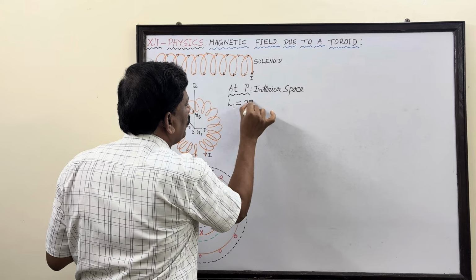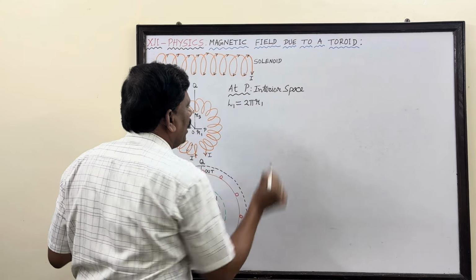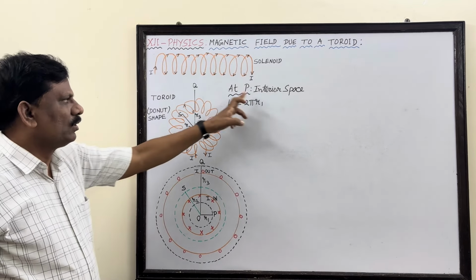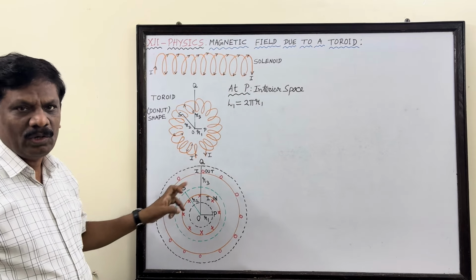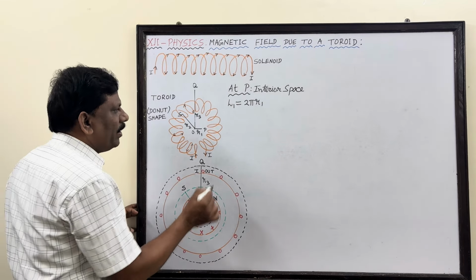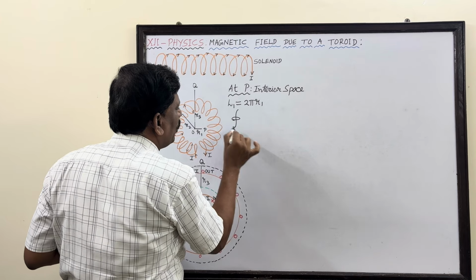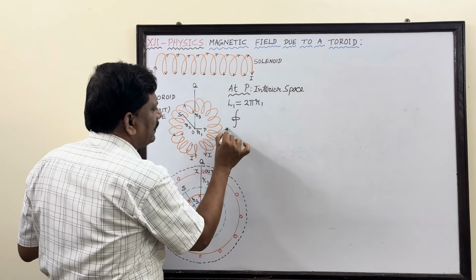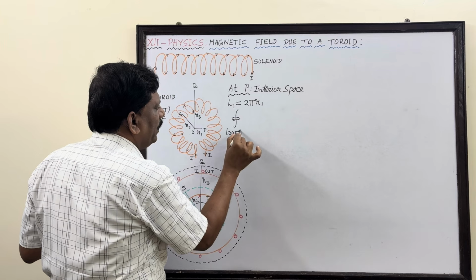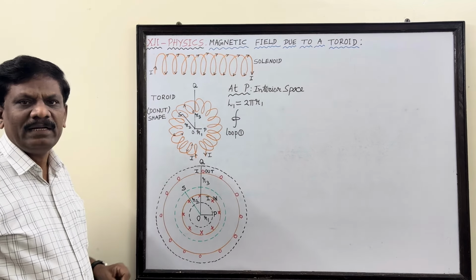This must be equal to 2 pi R1. This is the total length of the Amperean loop. Now at this point P, applying Ampere's circuital law, this is a closed integral. So this is the first loop, loop 1, passing through the point P.